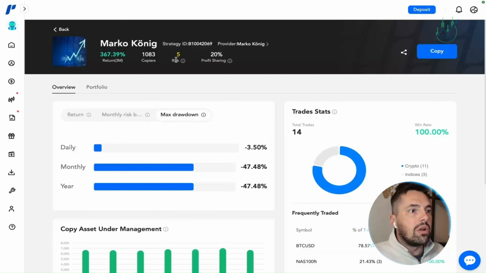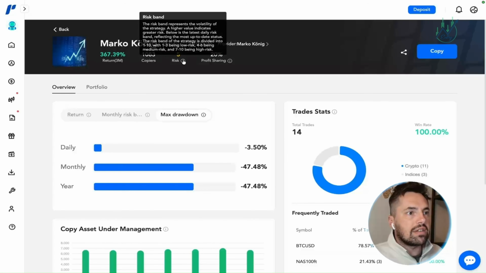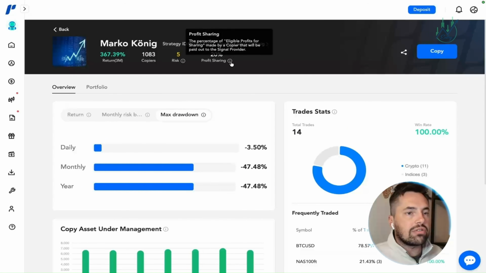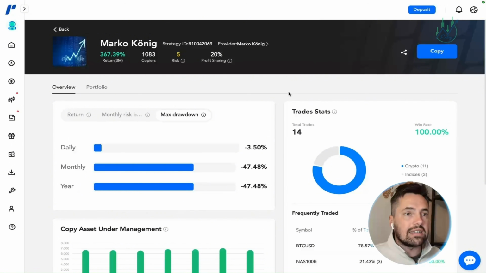So if you look up here, obviously the risk is set at 5. So, 10 being high risk, this is 5. So it's sitting bang smack in the middle. The profit sharing is 20%. So you keep 80, he takes 20. It's only fair. He's doing all the work.